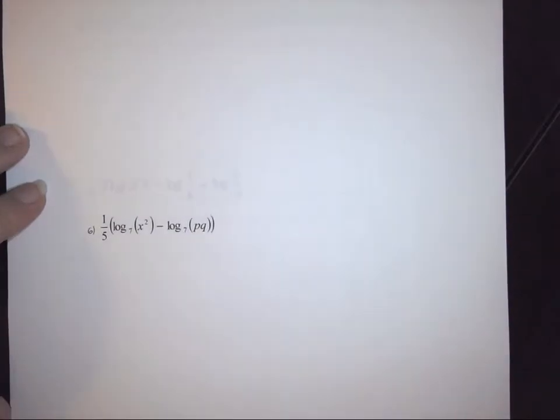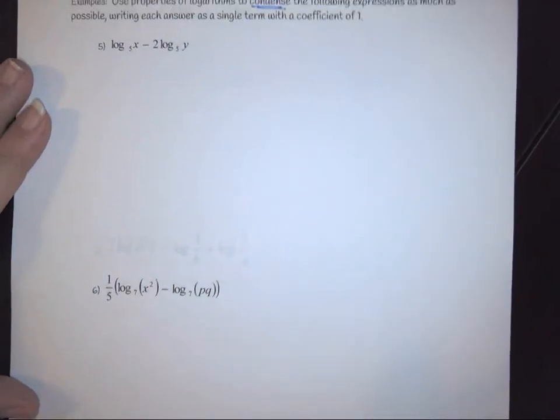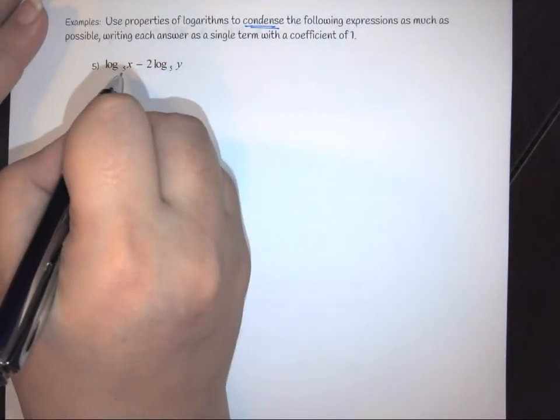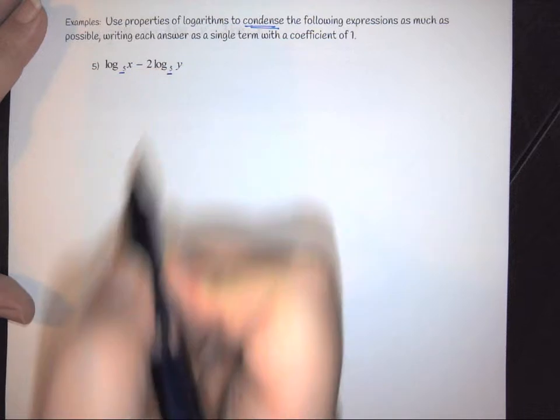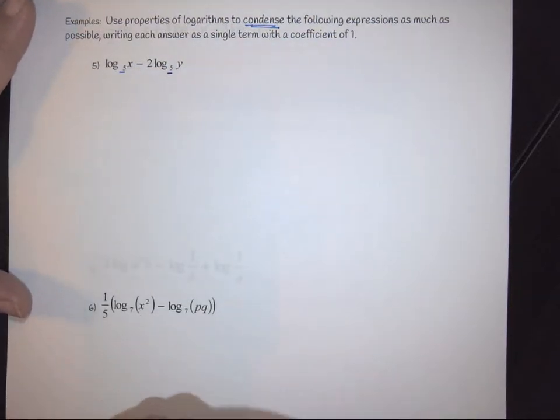Well, now we have to go backwards. Here we're going to condense, which means we're going to take this expanded form and shrink it down into one form. So we have to look first. Notice my 2 bases are the same. If they were different, you could not do the problem. But because they're the same, we can go ahead and do it.